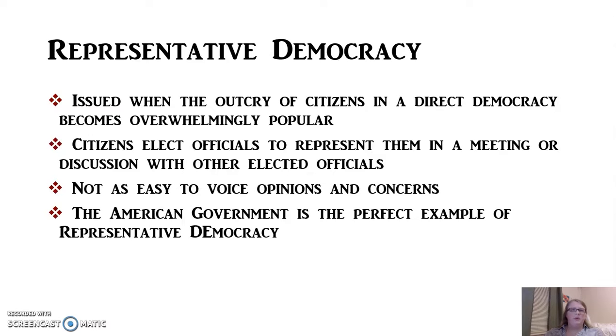And with representative democracy, it's not as easy to voice opinions and concerns because you can't talk face to face. Representative democracy is usually seen in the American government. It's the best example in today's society because representative democracy is what the American government was built around.